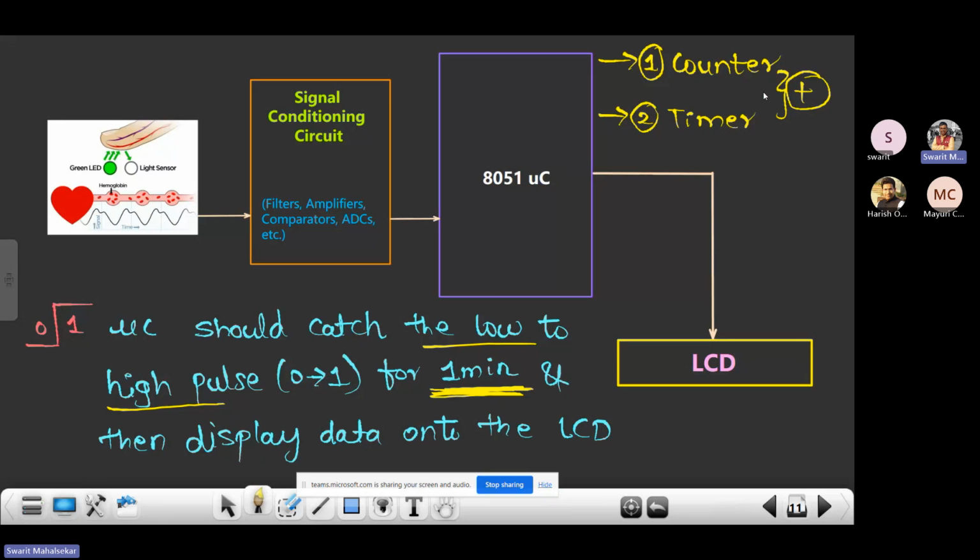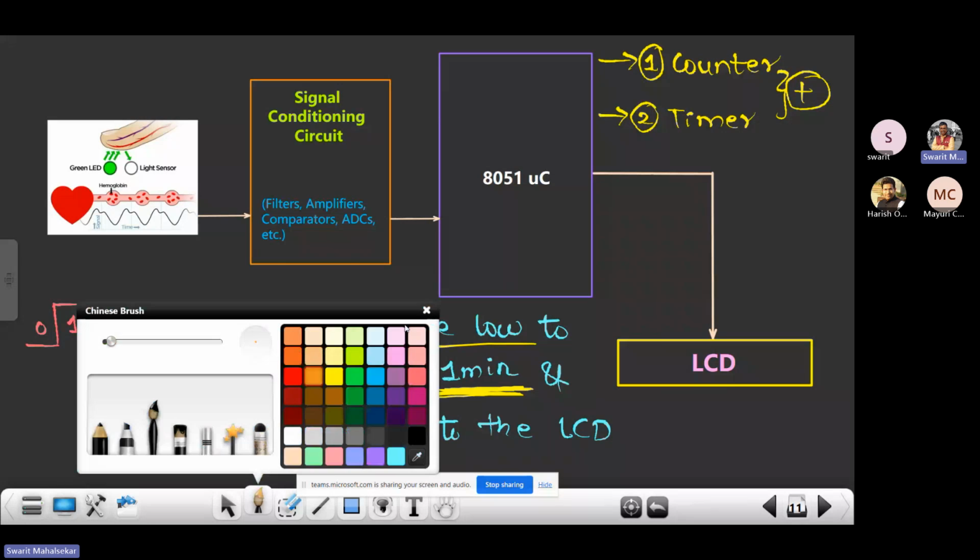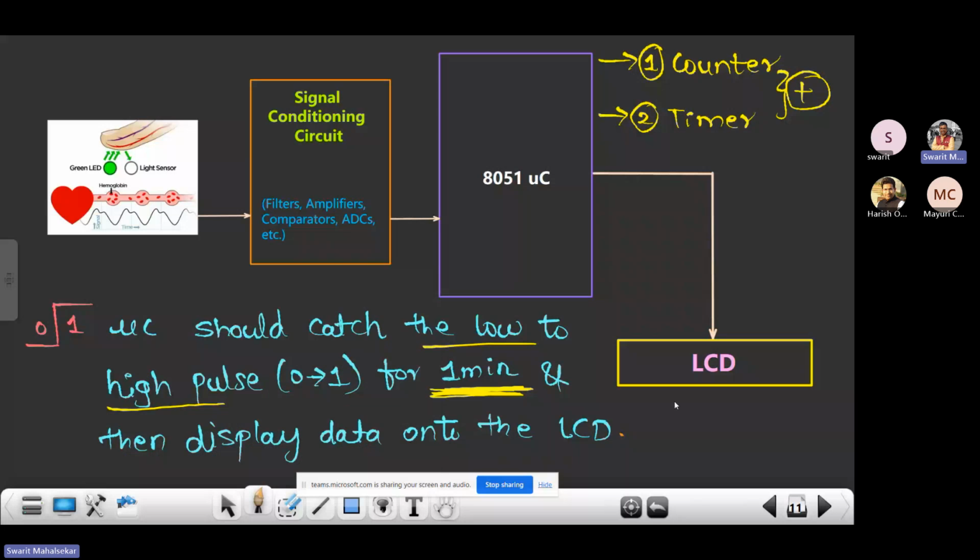Okay, and then this particular event which it is counting, it needs to process that, and it needs to be displayed onto the LCD. So you see over here, we had a certain analog signal, here we had a certain digital signal, and now we are getting certain data in the readable format. That is whatever the heartbeats are, 90, 30, 100, whatever that is. That is not the point of our interest.